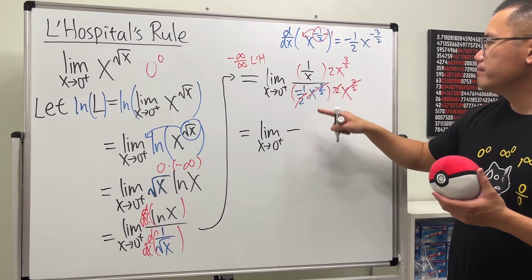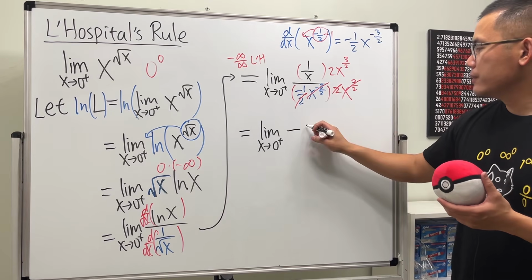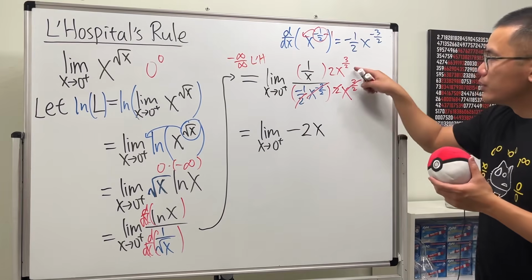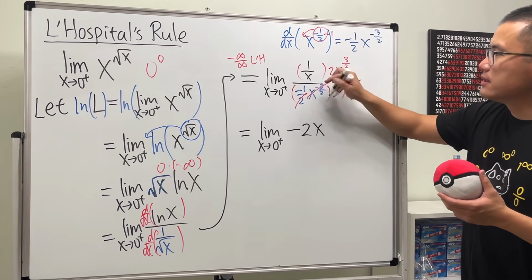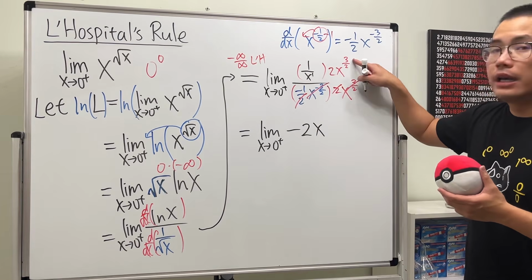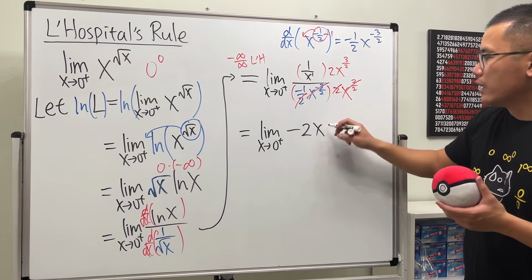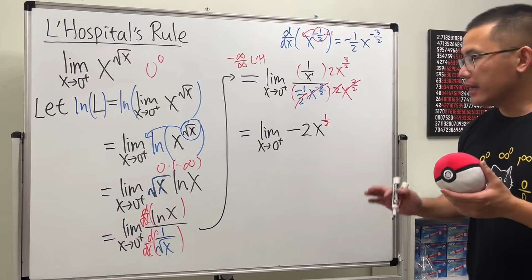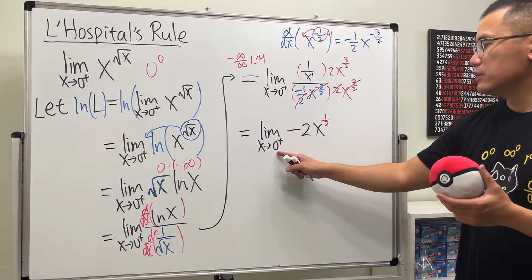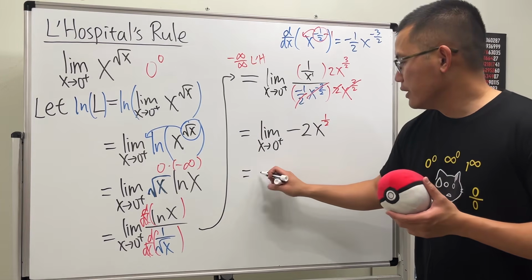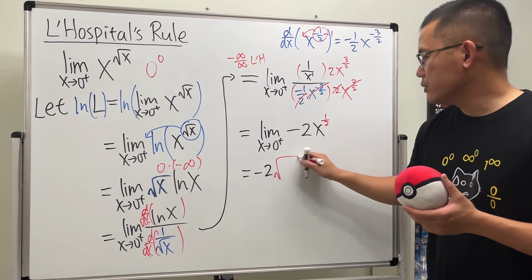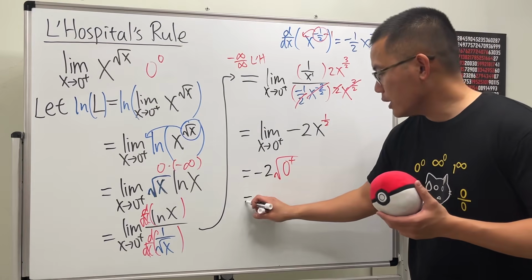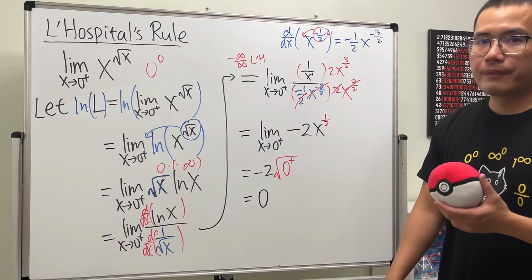And okay, we have a 2. And here we have x to the 3/2 power, and this is the same as x to the first power. 3/2 minus 1, we get 1/2. Alright, so that's what we have. And then we can just put a 0 into here. So this is -2 times the square root, and then this is the 0 plus, which is just 0. And you know what? We just get 0.